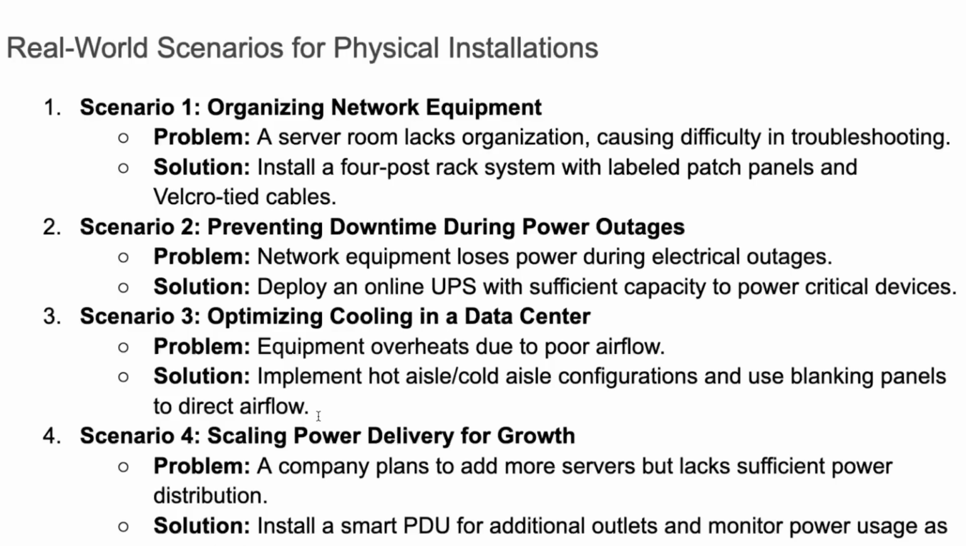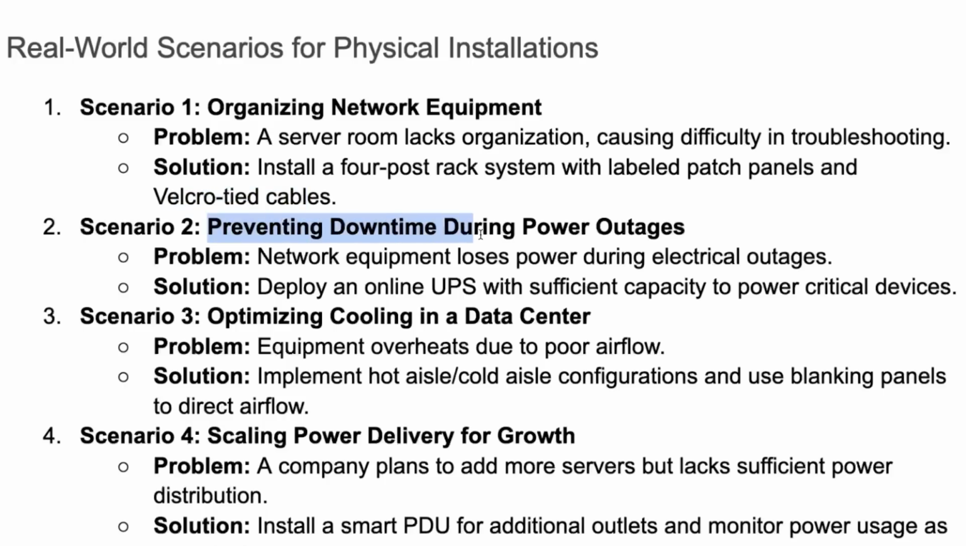Scenario time for physical installation. So scenario 1 would be organizing the network equipment. And the problem is that the server room lacks organization, as we saw in some of those images, and it causes difficulty in troubleshooting, obviously. So you install a 4-post rack system with labeled patch panels, and you go through all the cables and organize all of them and Velcro tie them together.